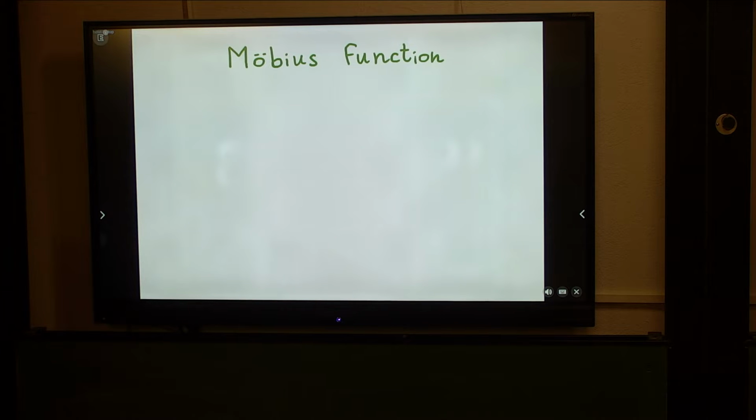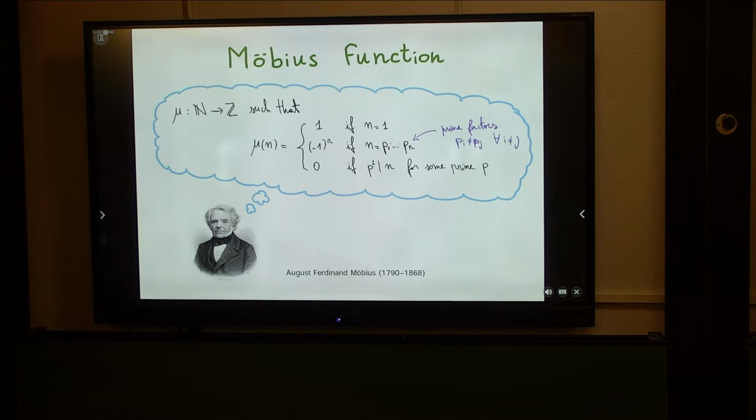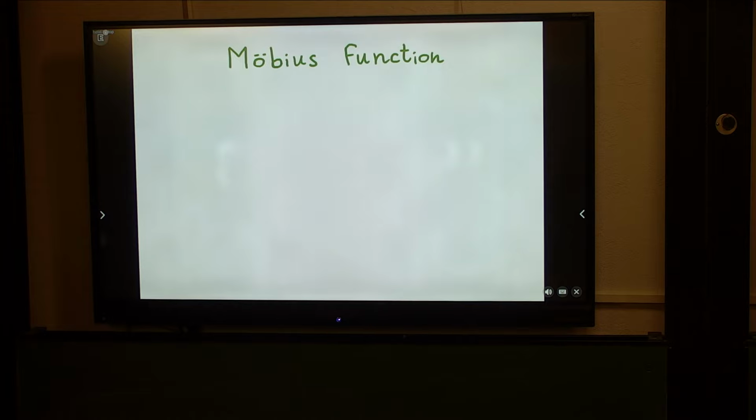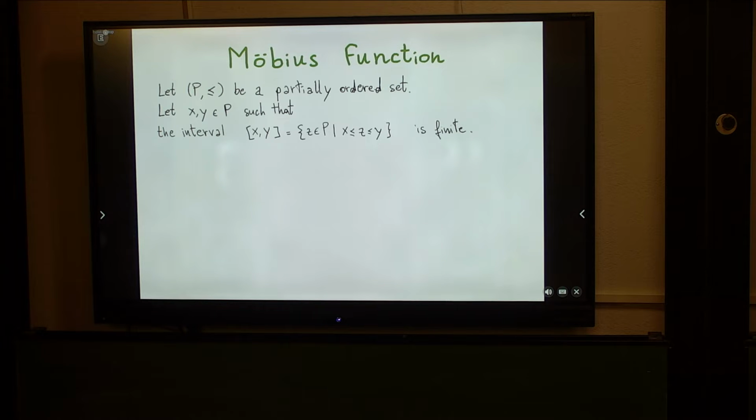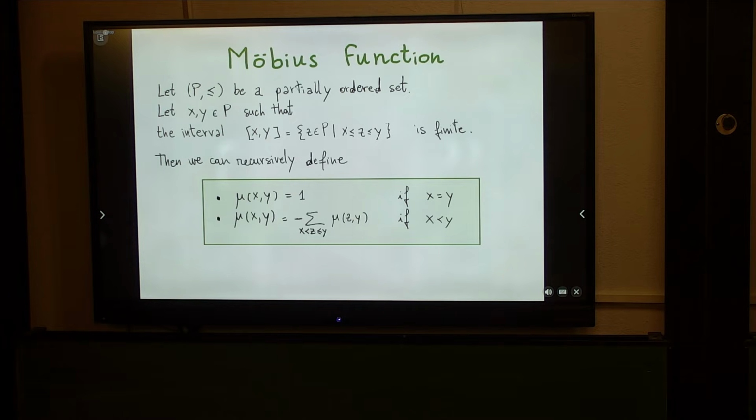What do we mean by Möbius function? Möbius would answer this, but we consider a generalization of the Möbius function in number theory. So we have a poset, we have a finite interval, and we define the Möbius function of x and y to be 1 if x equals y. Otherwise, we can find the value of the Möbius function in x and y by using the values that we found before.